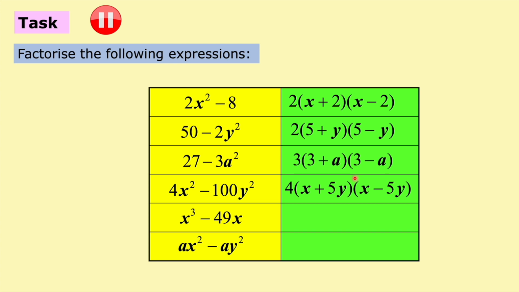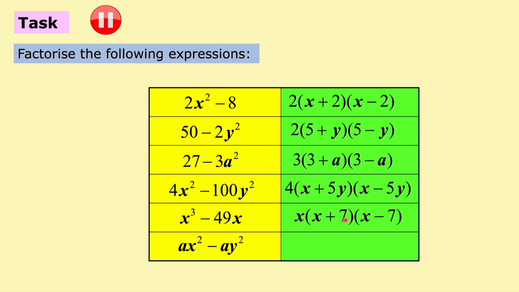Question 5, okay, we've got a cube term there, but we're going to look for a common factor first. So our common factor in this case is in fact x. So we're going to take x outside of the bracket. That would have left us x squared subtract 49. Then the square root of x squared is x, the square root of 49 is 7.